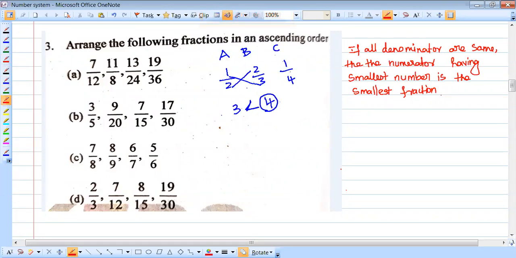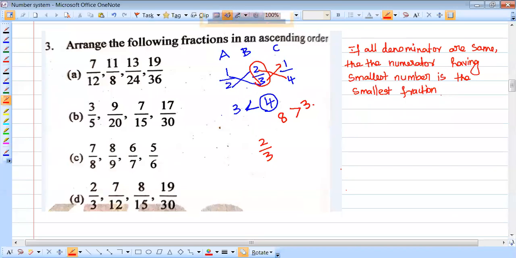Now, once again, multiply this. 2 into 4, 8. Write this one separately, don't write it along with this. 8, then 3. Correct. So now tell me which one is the greatest one? This is the greatest one. So from this we can understand this is the highest fraction out of the two, 2 by 3.